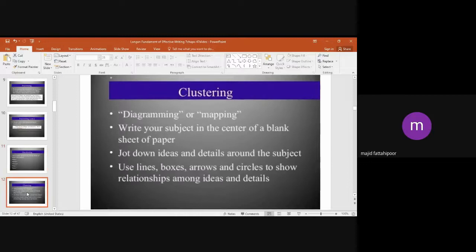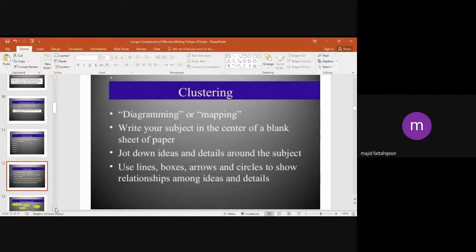And then after answering those questions, you have something solid on paper, which you need to map, you need to diagram. You write, for example, the subject at the center of the blank page, and actually draw a diagram of those ideas around it, and the details. You can add the details wherever there is a blank in the page. Okay, I give you one example of how it works.